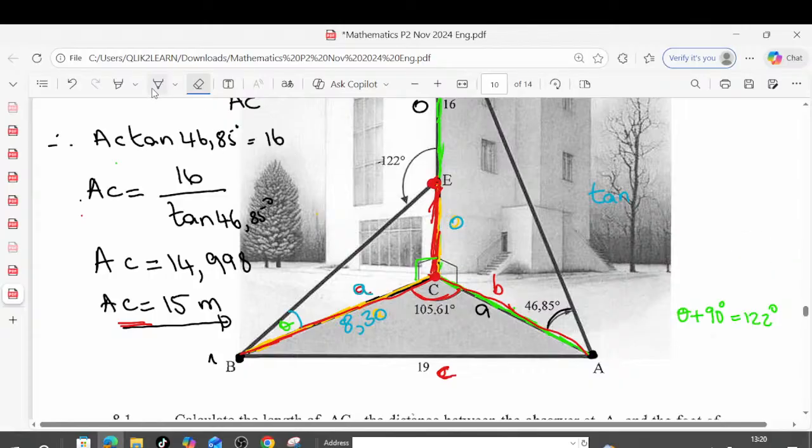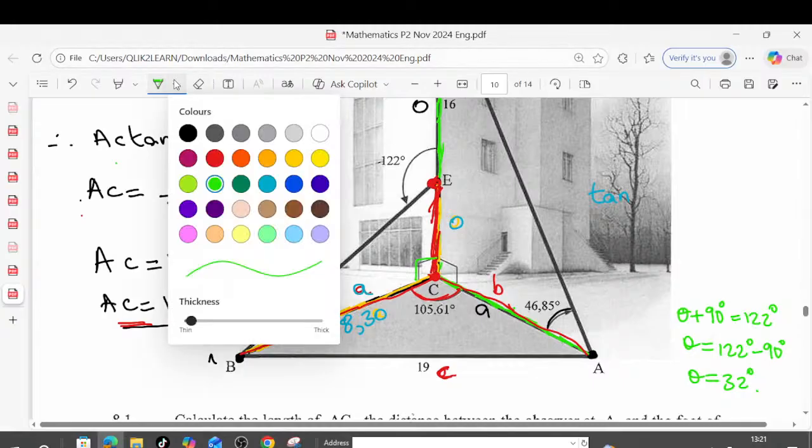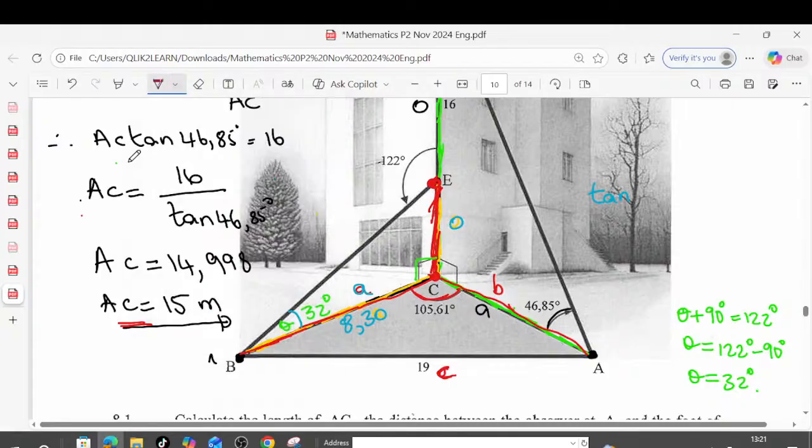So angle theta is equal to 122 degrees minus 90. So we're just going to say 122 minus 90, and what is this equal to? 32 degrees. So theta is equal to 32 degrees. So if I have theta as 32 degrees, this is my 32 degrees, then I can definitely say, what do we get here?